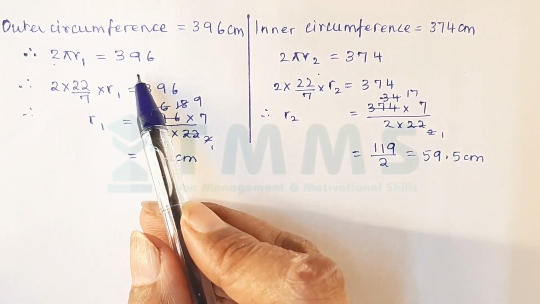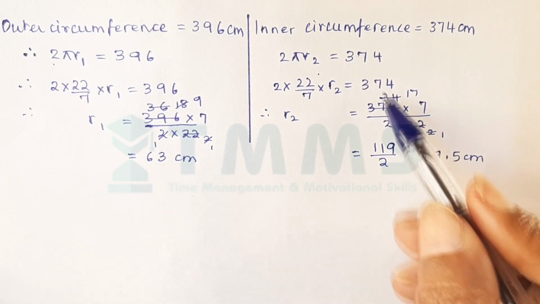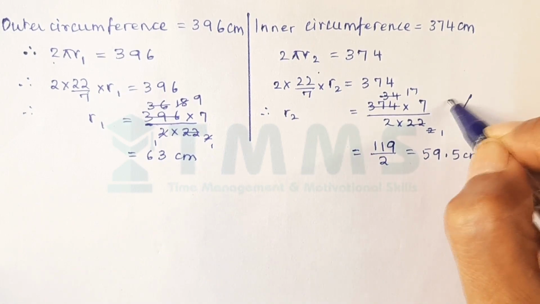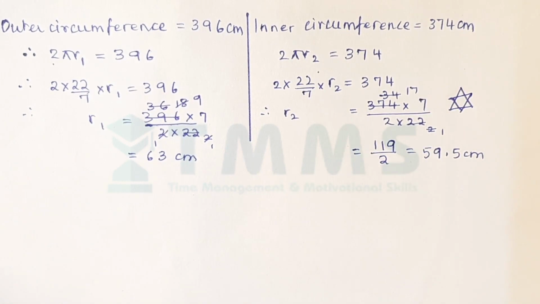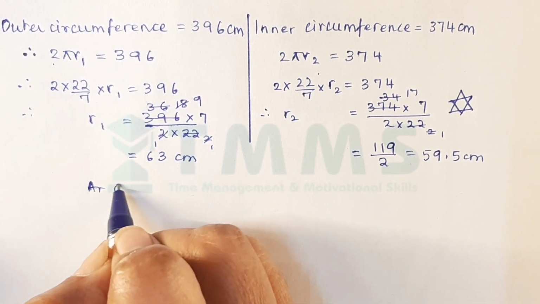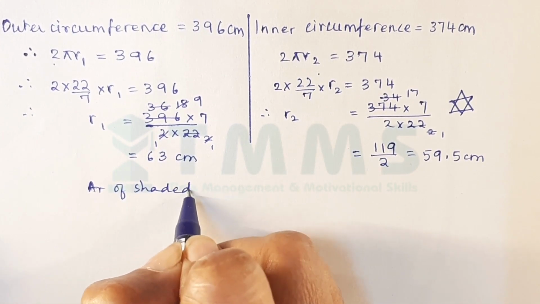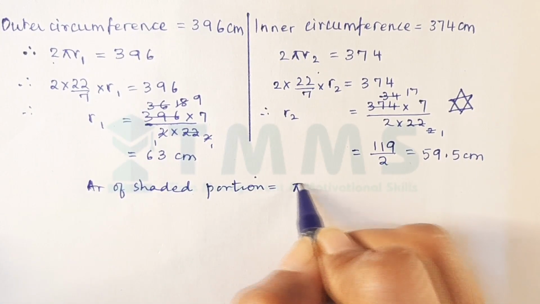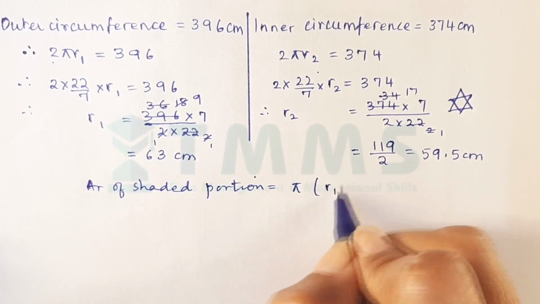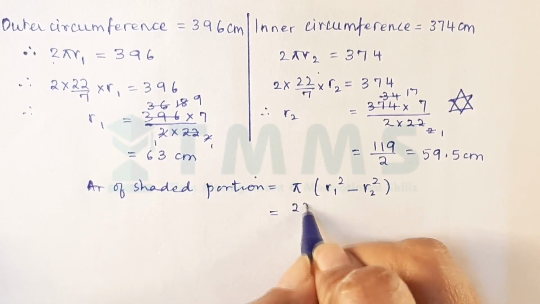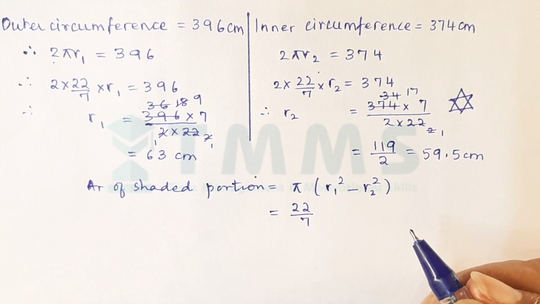Check your steps. You got this as 63. Check your steps here. You got that? Fine. Give yourself a nice good star. What are we to find? We have to find the area of shaded portion. And so we are going to say area of shaded portion is equal to pi into bracket r1 square minus r2 square, which is going to be equal to, what is the value of pi? 22 upon 7.